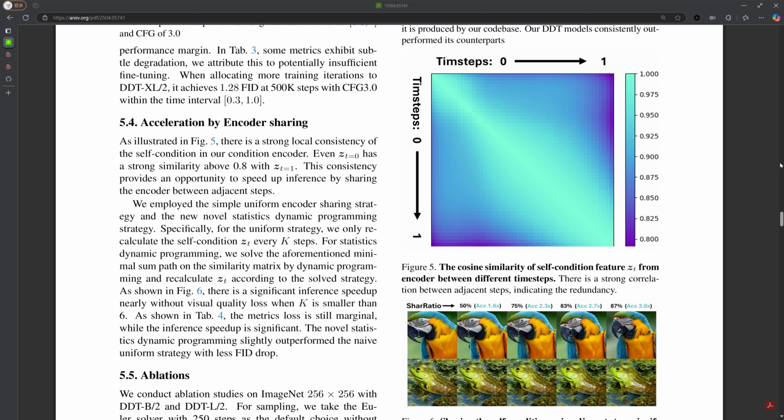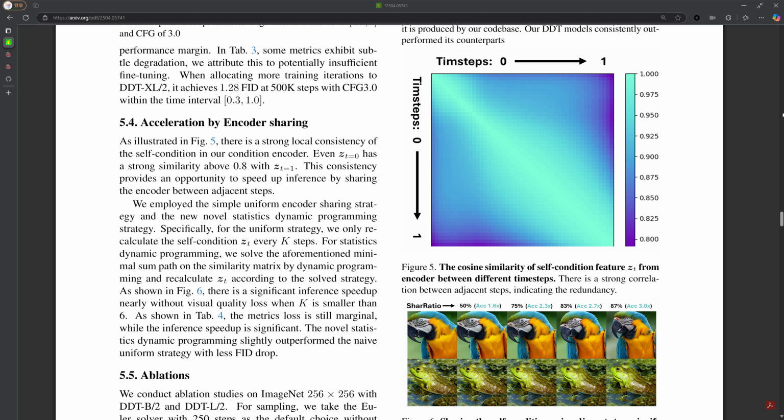They reuse the self-condition computed at a previous step for the current step, unless it's one of a few predetermined recalculation steps. So you only run the expensive encoder part occasionally, saving a lot of time. A lot of time. The question becomes, when should you recalculate? Just pick steps evenly? Yeah, how do you know the optimal times to do it? Doing it too rarely might hurt quality, too often loses the speed benefit. This is where another really innovative part comes in, academically speaking: statistic dynamic programming.